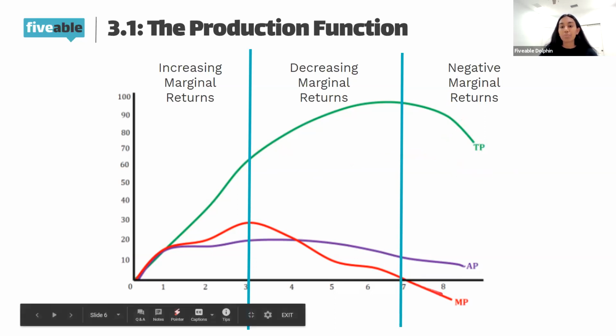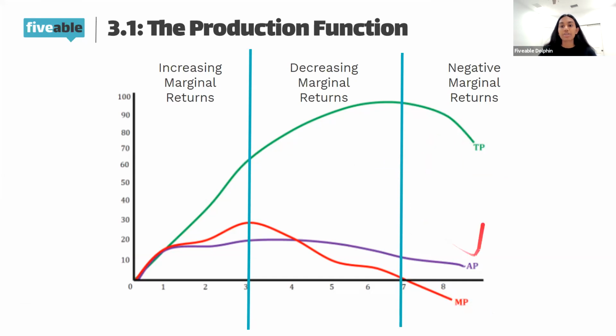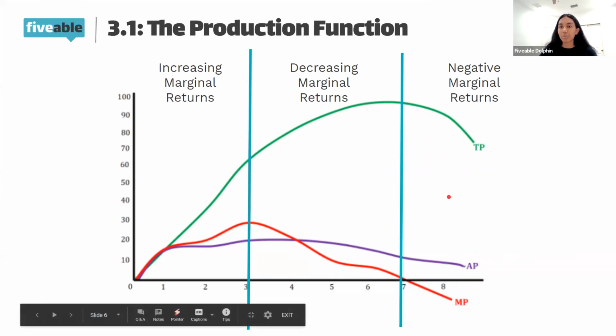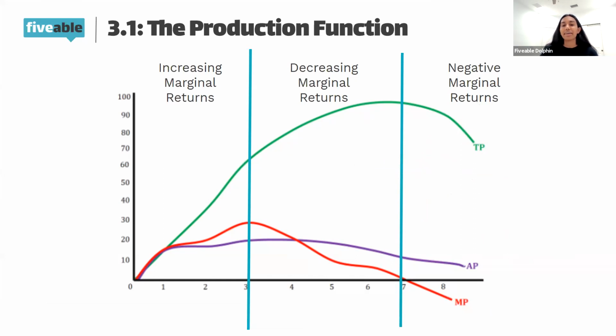So marginal product actually is negative now, which decreases total product. And this is because workers start to get in the way of each other. When there's too many workers, obviously they clash and there's not enough space for all of them. And yeah.